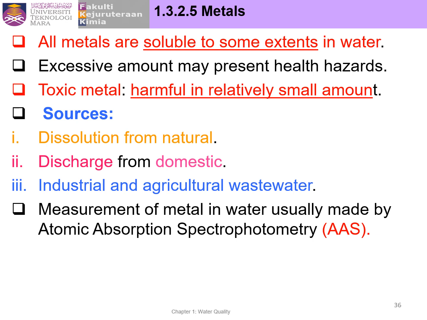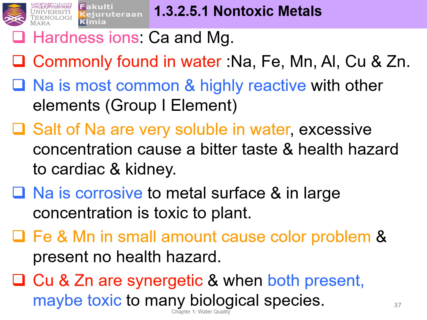So how do you measure this metal? Usually we use AAS, known as atomic absorption spectrophotometry. Okay, we do have this equipment in our lab. Okay, AAS is very big equipment. Okay, so under this metal, we categorize as non-toxic and also toxic. Okay, we go for the first one, non-toxic first.